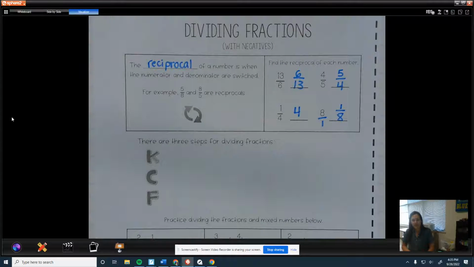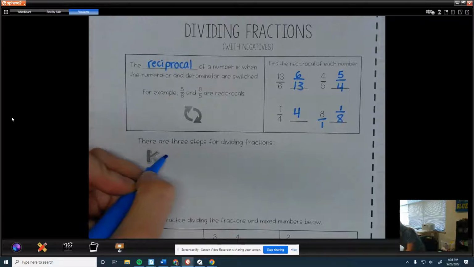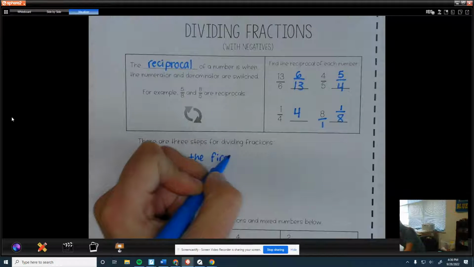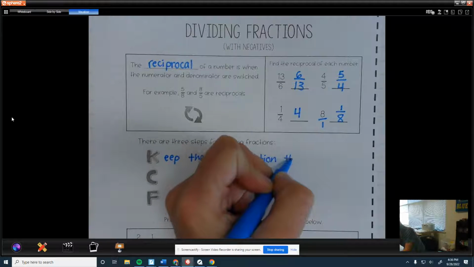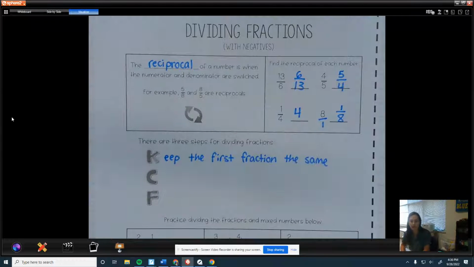All right, so we're going to use reciprocals to divide fractions. So let me show you how this works. There's 3 steps. Keep, change, and flip. It's almost like KFC, Kentucky Fried Chicken, but I guess we could say Kentucky Chicken Fried. Close enough. All right, so here's how this works. You are going to keep the first fraction the same. So that's really easy. You basically have to do nothing. You just keep the fraction.